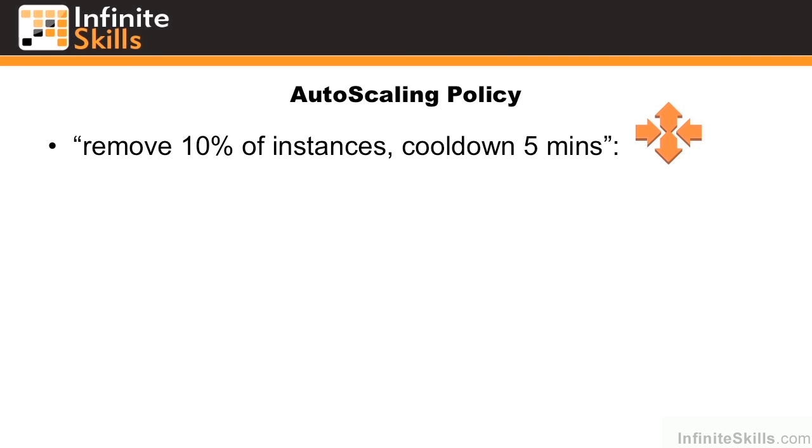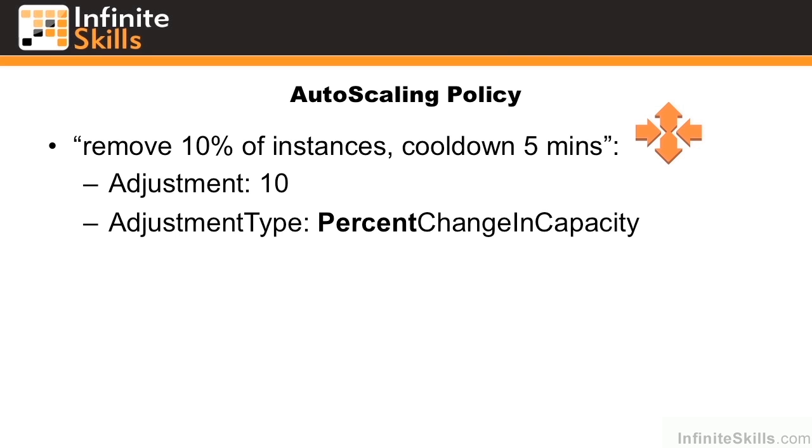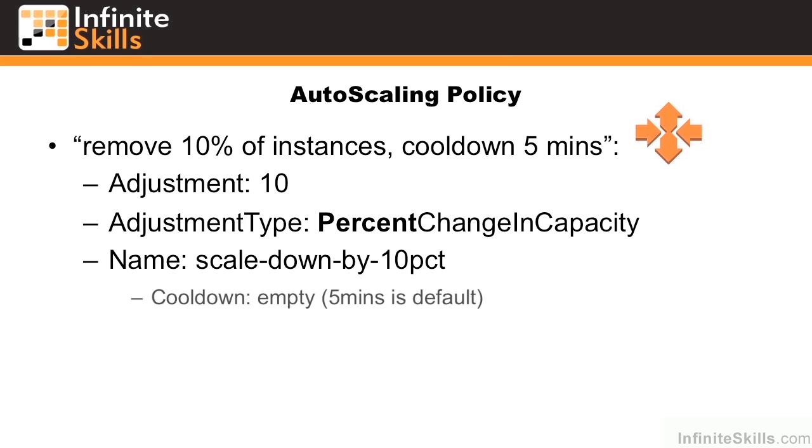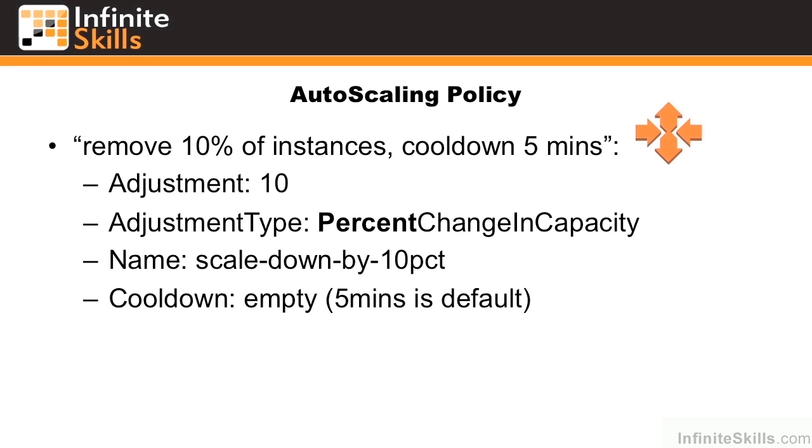Let's look at another policy where we may want to remove 10% of the instances with a cooldown of 5 minutes. Here we'd specify the adjustment as 10, and the adjustment type of percent change in capacity means that 10 is a percentage of the overall number of instances. For example, if we had 20 instances in our group and we scaled down 10%, we would lose 2 of those. The name could be scaled down by 10% for easy identification later, and the cooldown can be set to empty. 5 minutes is the default cooldown period. Again, if you compare this with the scale-up policy that we just wrote, we're setting our cooldown period on scale-up to lower than our cooldown period on scale-down. This is saying that our scale-up can happen faster than our scale-down.